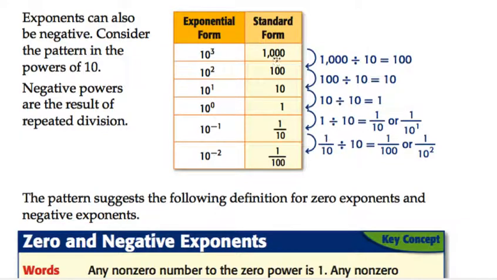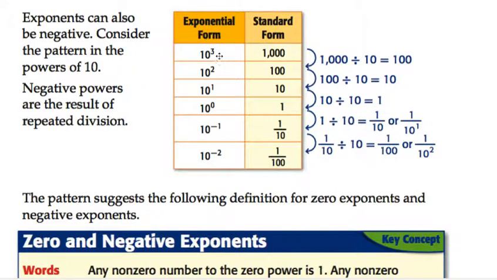Moving down the table to get from 1000 to 100, we're dividing by 10. So that's really 10 times 10, or 10 to the second power. 10 by itself is really 10 to the first power. If we divide 10 by itself, we get 1. So that's really 10 to the 0 power.